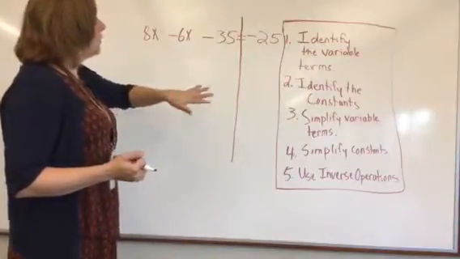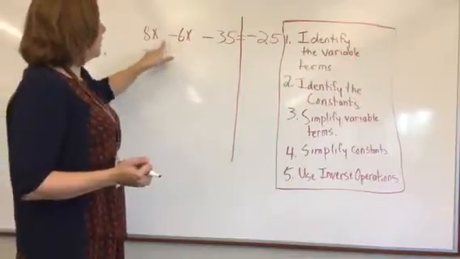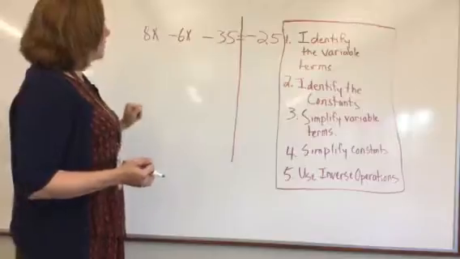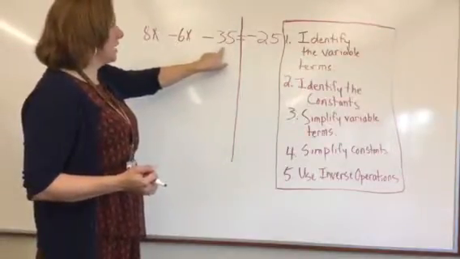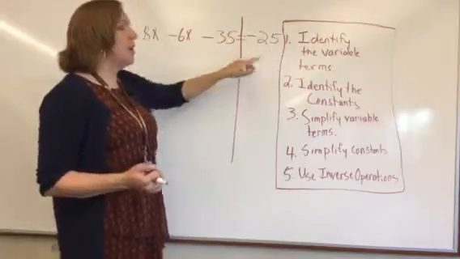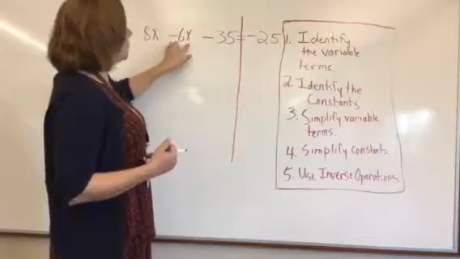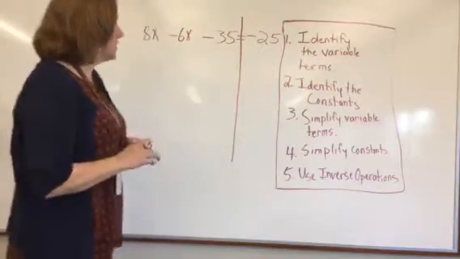So a few things about this equation. When I look at this, I notice that the only variables I have are x. They're the same. So I've got an 8x and I've got a negative 6x. And then I also notice I've got what we call constants. I've got a negative 35 and a negative 25. A constant is what we think of as a number by itself. There's no variable with it. So negative 35 is a constant, negative 25 is a constant.